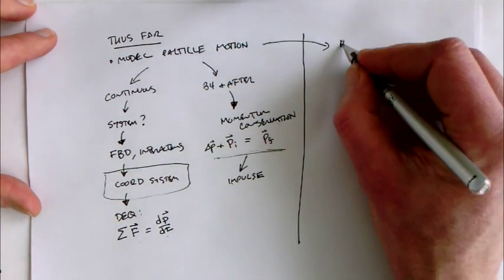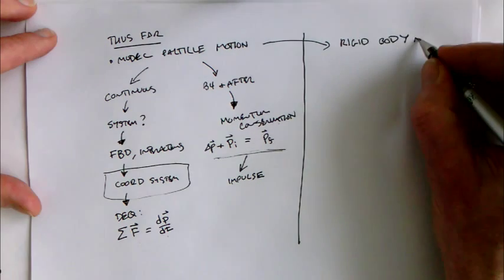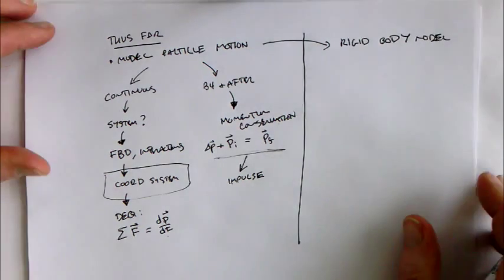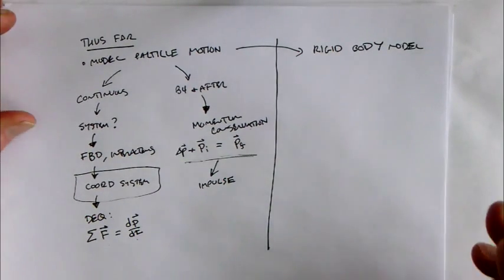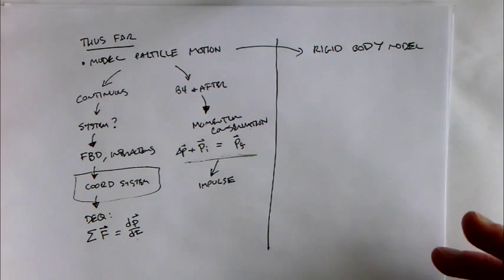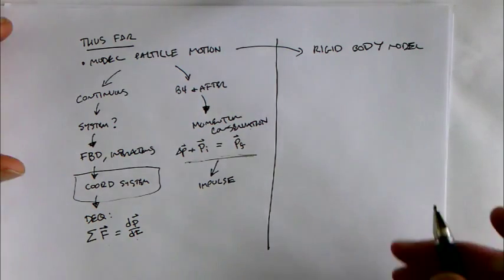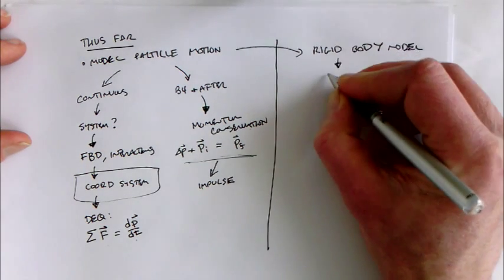Okay, so where we're going now is expanding from a particle model of the world to a rigid body model of the world. Instead of talking about things just as point masses located at the center of mass of the system, we start to think about objects that can not only translate but rotate.